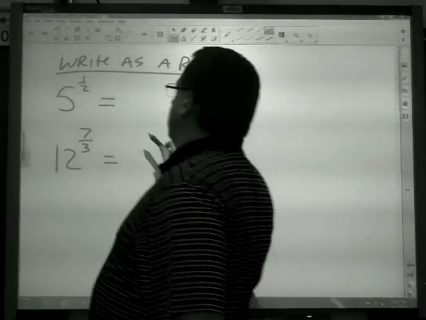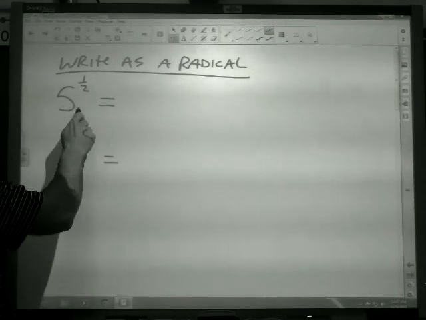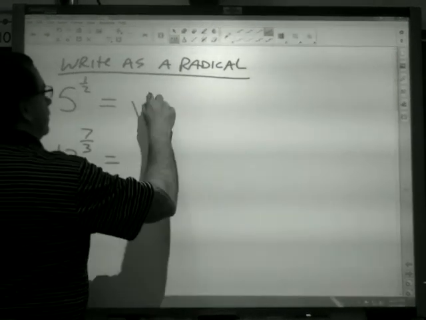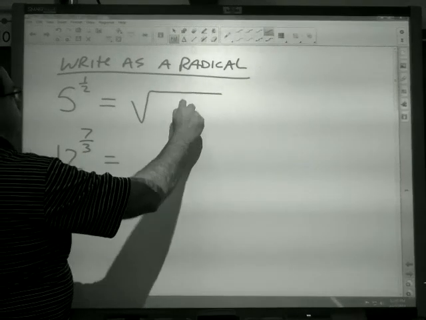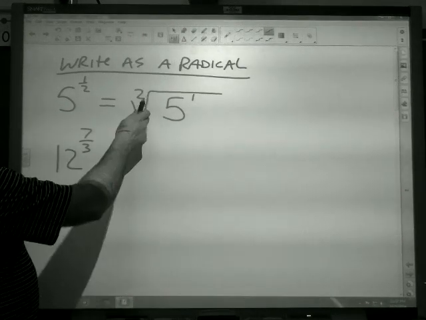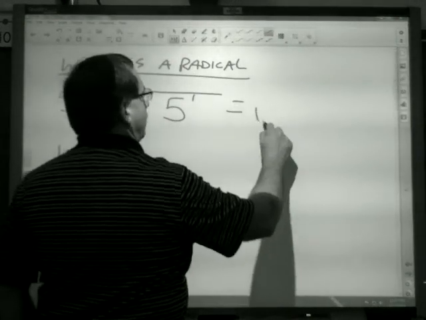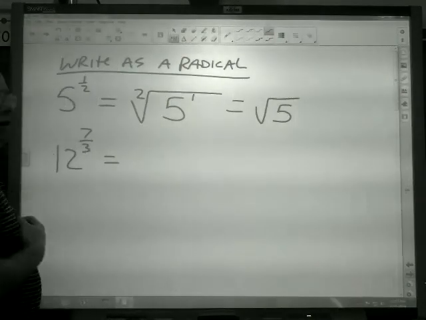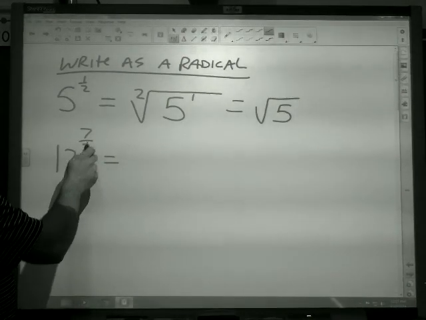I can go backwards and write this as a radical. 5 to the 1/2. Power, root. I don't usually write the 2 and I don't usually write the 1, so I write this as the square root of 5. Power, root.